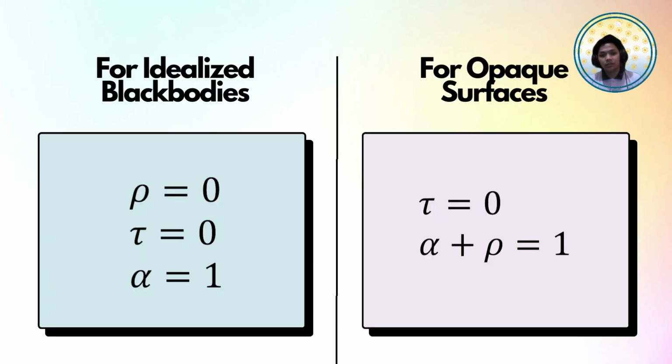For idealized black bodies, since it is a perfect absorber and emitter, no part of the irradiation will reflect nor transmit. However, for opaque surfaces, the irradiation penetrates into the first few micrometers of the surface. Therefore, there will be no transmissivity but only absorption and reflection, which is why our equation becomes absorptivity plus reflectivity equals 1.